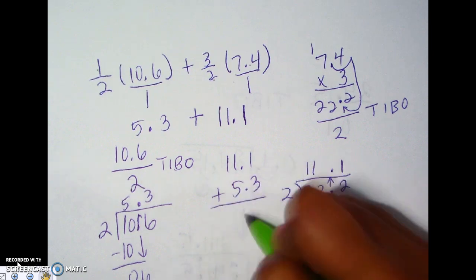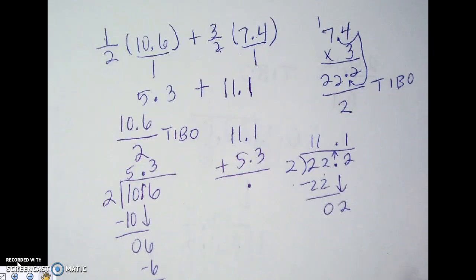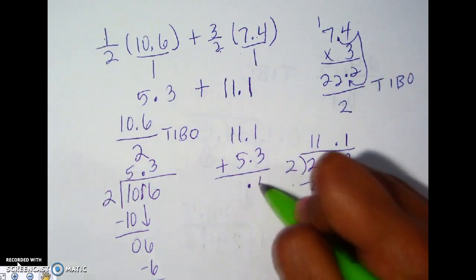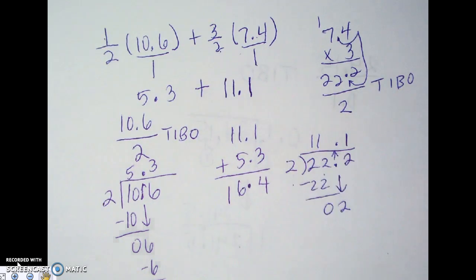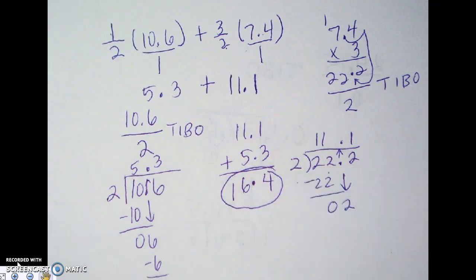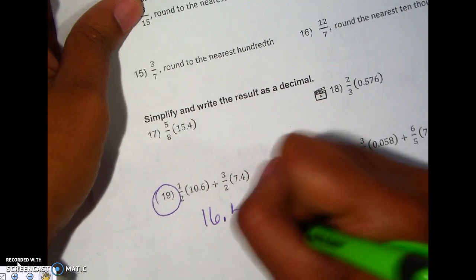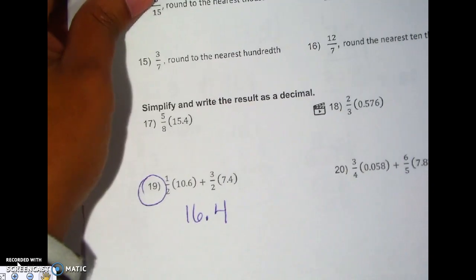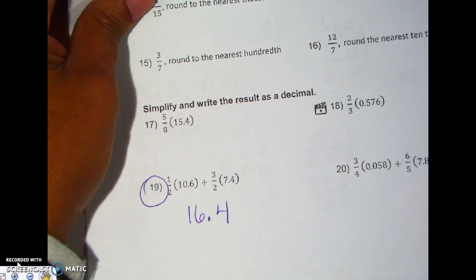So the final answer to this, we'll just drop that decimal down, is going to be 16.4. So the answer for number 19 is 16.4. Okay, pretty straightforward.